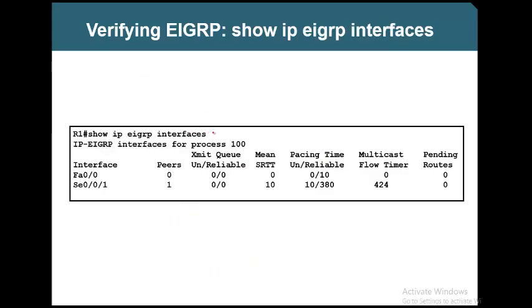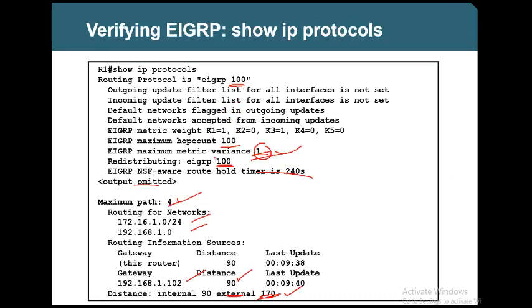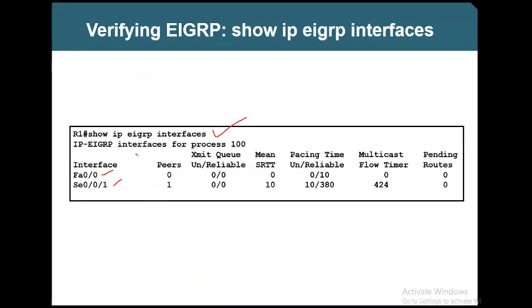There's another verification command: show IP EIGRP interfaces. It shows all those interfaces on which EIGRP is running. For example, here you're running 172.16 and 192.168. So these two are on these two interfaces.